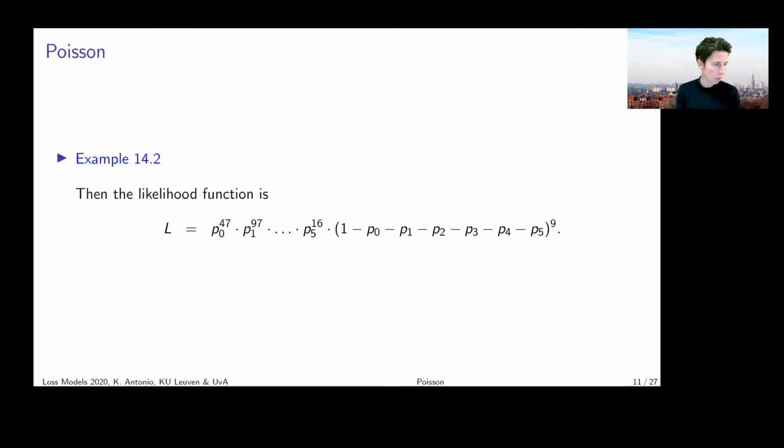And then, of course, you can plug in the probability function that you are assuming. You can take the derivative, either analytically or numerically, and you can optimize this likelihood over the unknown parameters in your probability model.